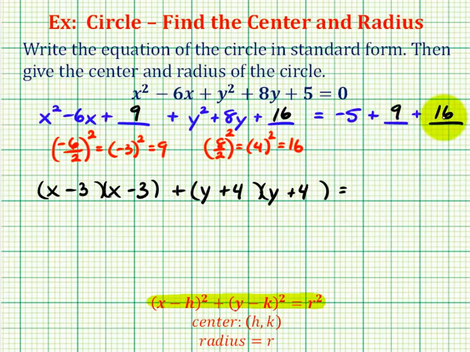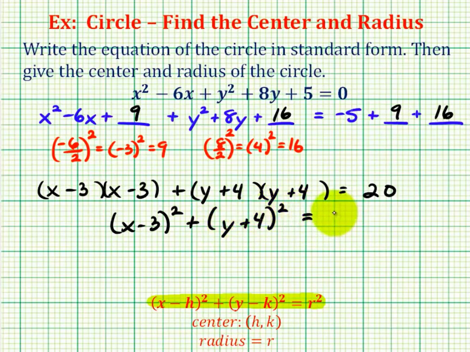Now we're going to add our constants together. 16 plus 9 plus negative 5 is 20. x minus 3 squared plus y plus 4 squared equals 20. We now have our equation in standard form.